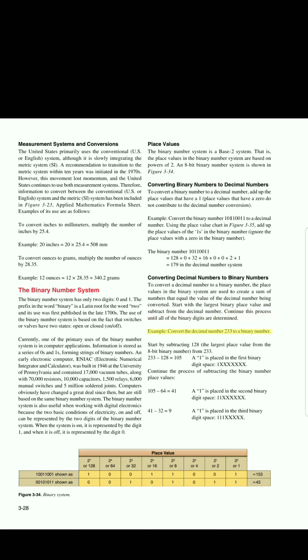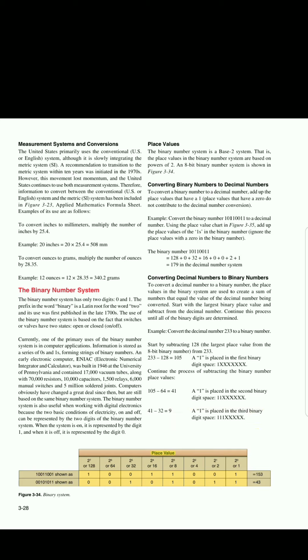Example. Convert the decimal number 233 to a binary number. Start by subtracting 128, the largest place value from the 8-bit binary number, from 233. 233 minus 128 equals 105. A 1 is placed in the first binary digit space, 1xxxxxxx. Continue the process of subtracting the binary number place values. 105 minus 64 equals 41. A 1 is placed in the second binary digit space, 11xxxxxx. 41 minus 32 equals 9. A 1 is placed in the third binary digit space, 111xxxxx.